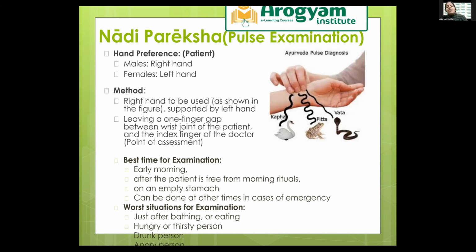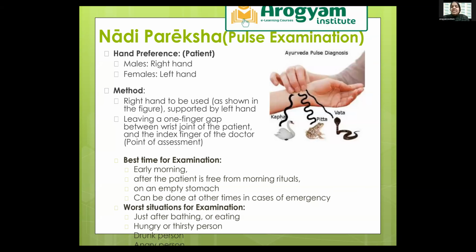So कैसे examine करना है? What is the method of examination? Right hand of the doctor to be used as shown in the figure, supported by left hand. So यहाँ से, देखिए ये मेरा thumb है, right? ये thumb का root, this forms the root of the thumb. So palm की ये line, इस line से 1 finger gap छोड़ना है हमें और इसके बाद का 1, 2, 3. So 3 fingers. Like this we need to hold, leaving 1 finger gap here. Okay. So the 3 points.